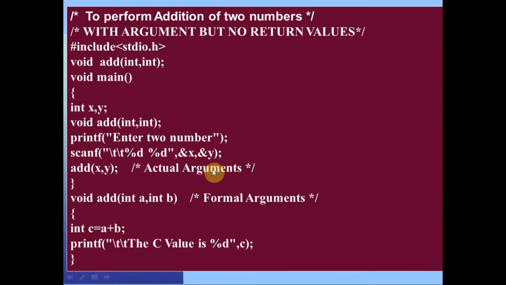These are actual arguments, that is, the function calling has actual arguments. These are formal arguments, in the function definition. So c equals a plus b, using this a value and b value. So c equals a plus b, and the value is the c value.